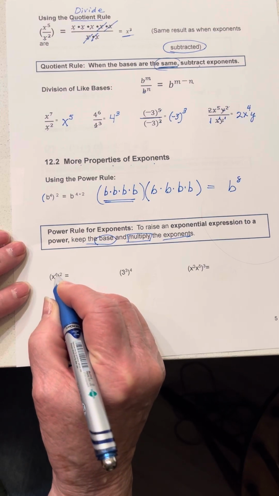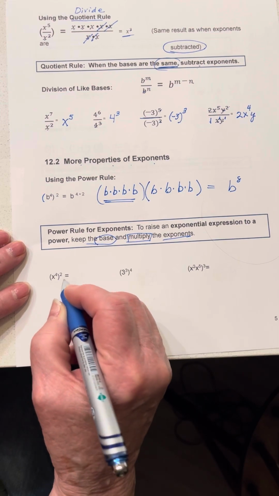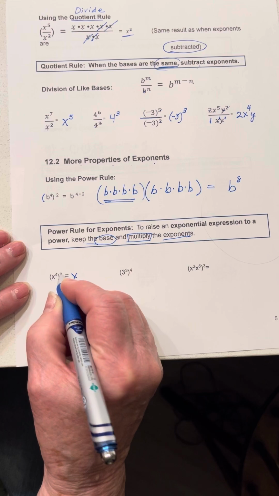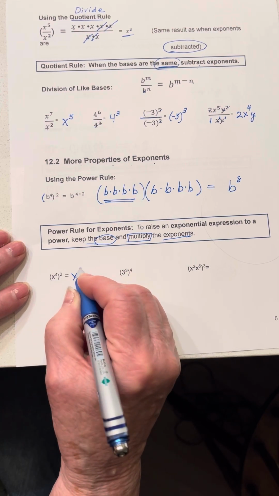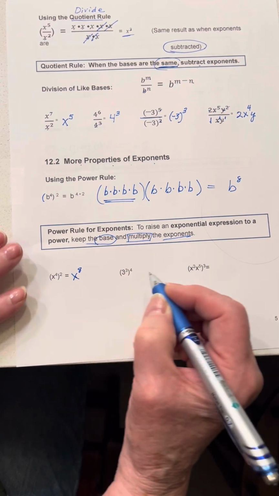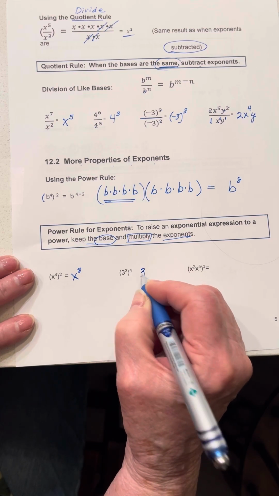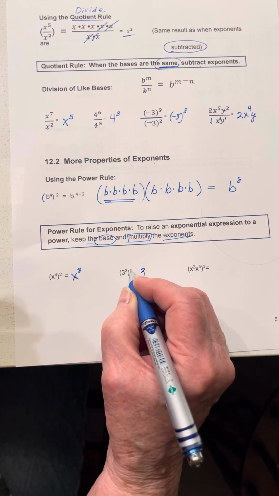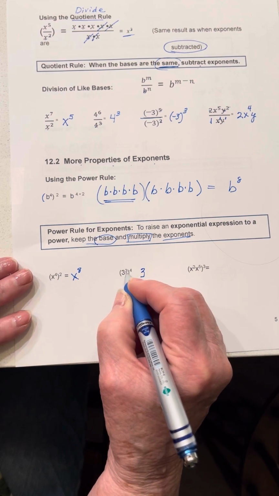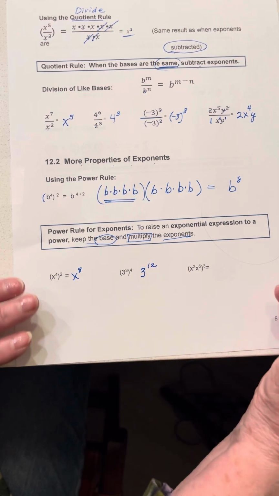So we have x to the fourth power squared. We're going to multiply the exponents. 4 times 2 is 8. Now we have 3 to the third power taken to the fourth power. So we're going to multiply 3 times 4 and get 12.